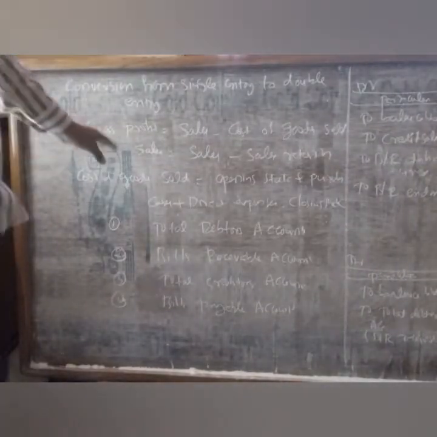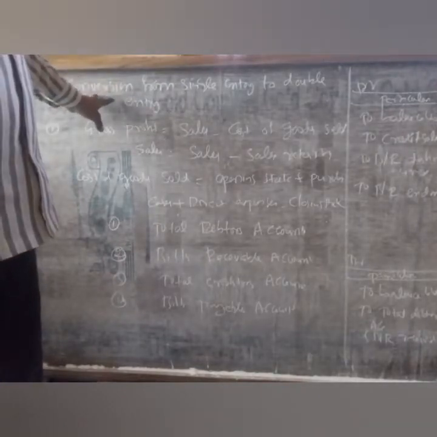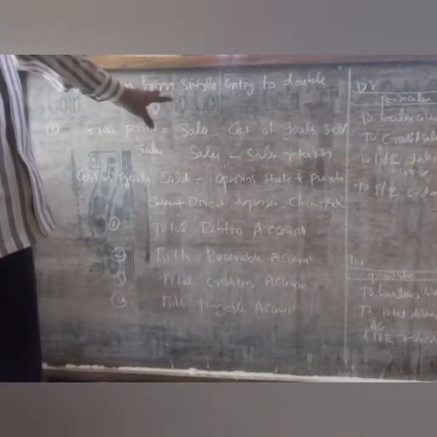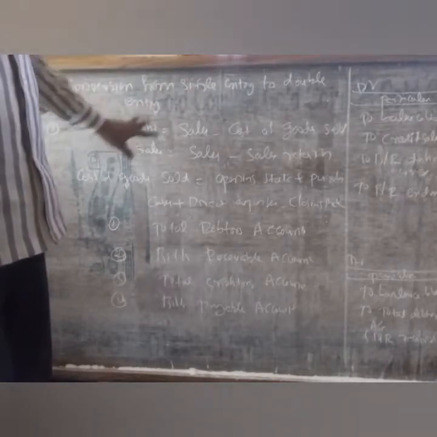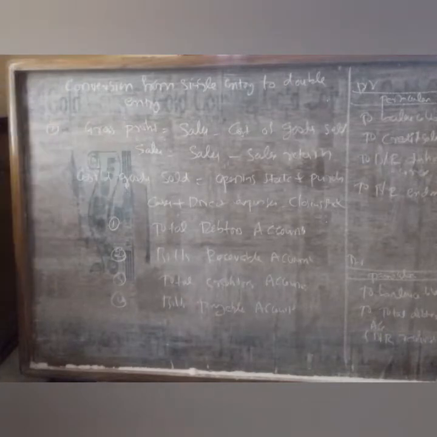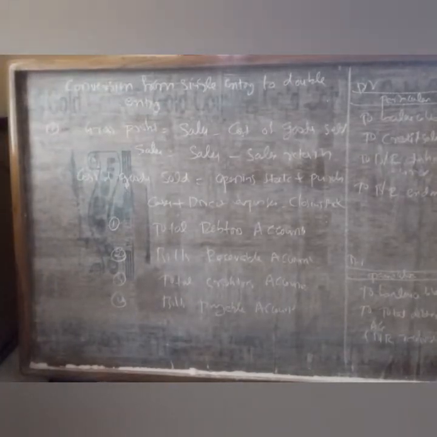So this is another class from single entry system. This is a conversion of single entry to double entry system. In the previous single entry problems we have seen that we find out profit by comparing the opening capital and closing capital.